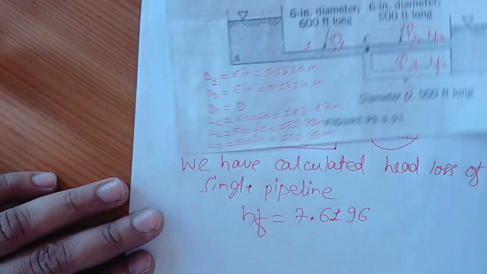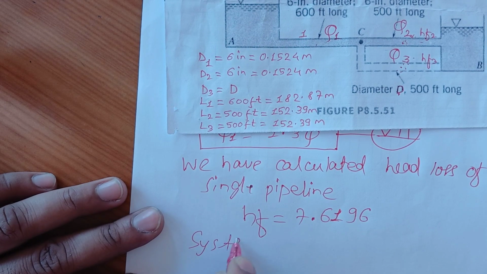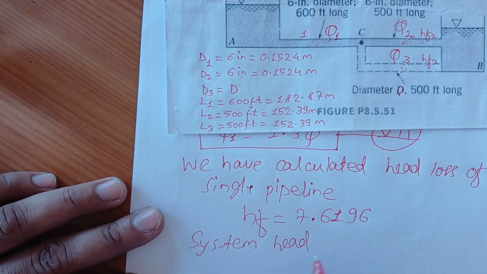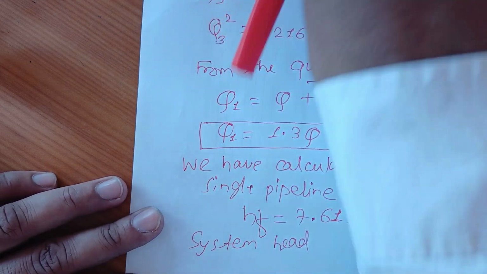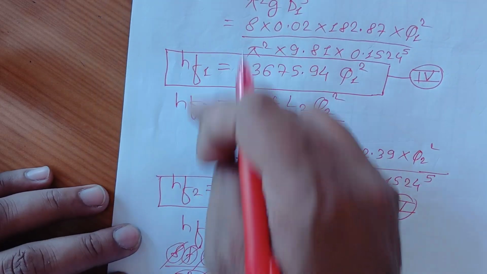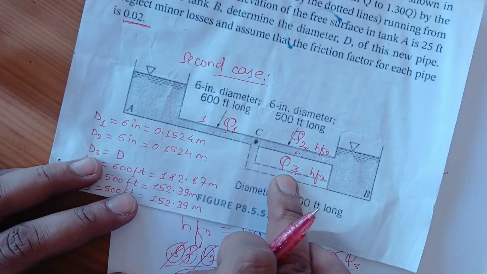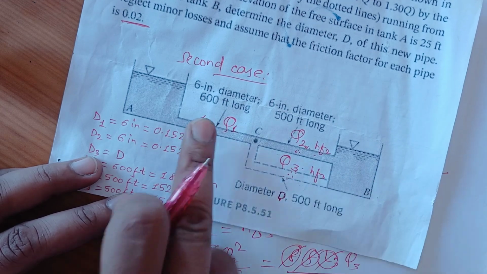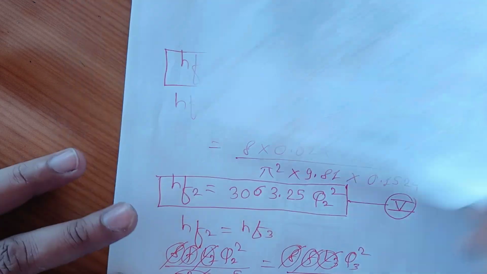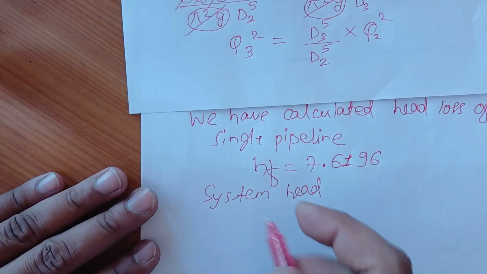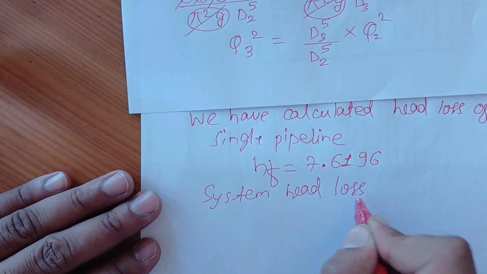So for the system head loss, I have already calculated the system head loss, that is EHF1 and EHF2. You can see here EHF1 and EHF2 is the system head loss. You are not going to take EHF1 plus EHF3 because you don't know the value of diameter D. So I am going to take EHF1 plus EHF2, system head loss. Let's calculate system head loss of compound pipe.